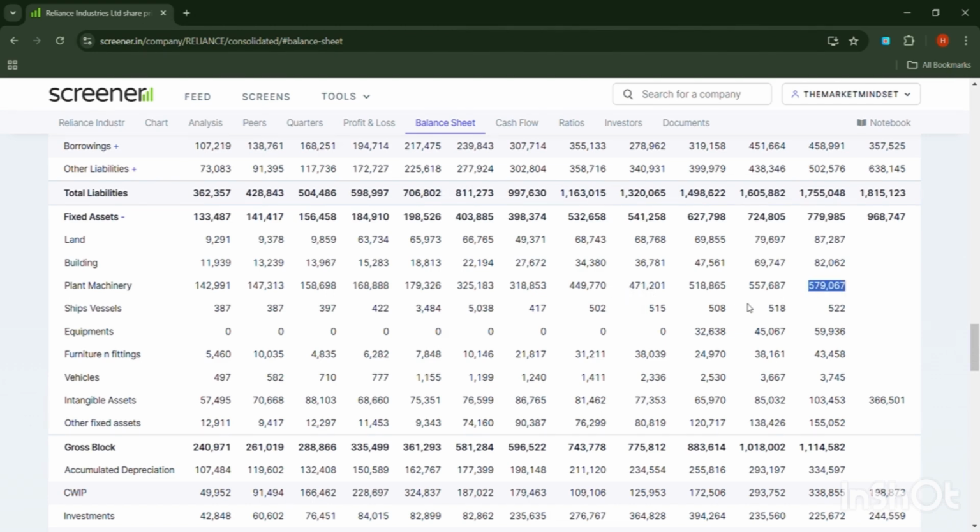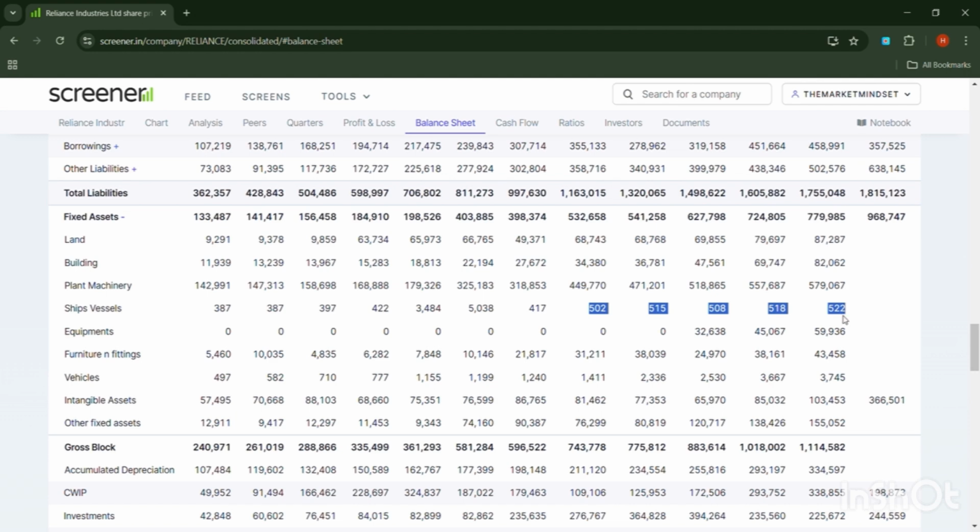Next is ship vessels. Ship vessels are included in Reliance Industries' fixed assets because they own ship vessels since they export their oils. So, if the ship vessels of Reliance Industries are increasing, it shows that Reliance Industries wants to export more and more oil. That is a very good sign for the company.